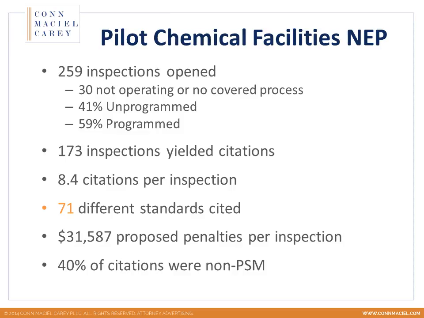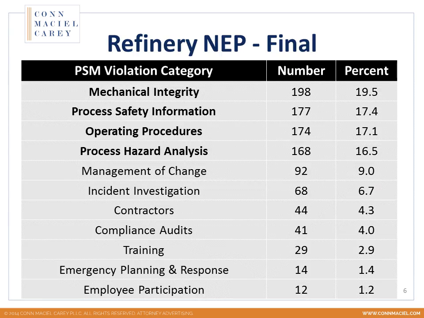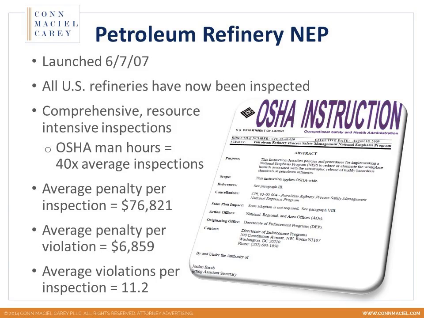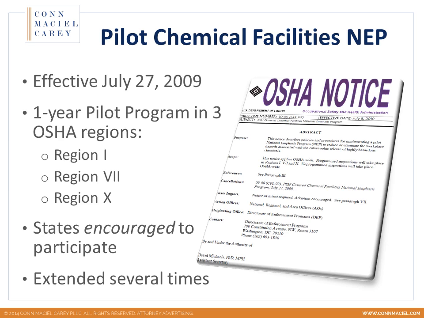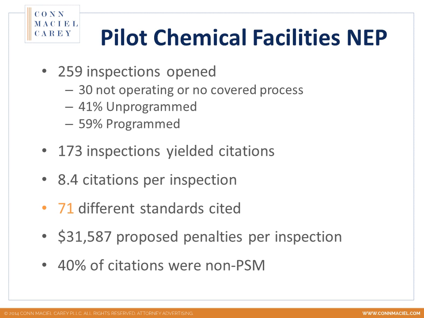The average proposed penalty per inspection was $31,000. That was down. What did we see before in the Refinery NEP? It was about $76,000. So quite a bit down in terms of total penalty, which you might expect for a less comprehensive inspection. 40% of the citations were non-PSM. That was quite a bit more, actually, than the rate of non-PSM citations under the Refinery NEP.